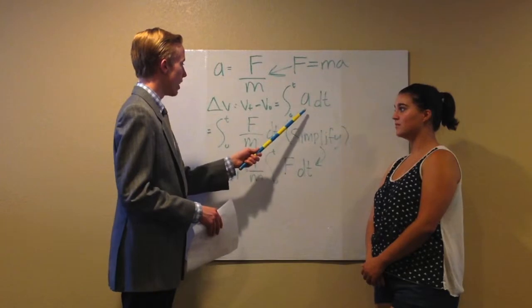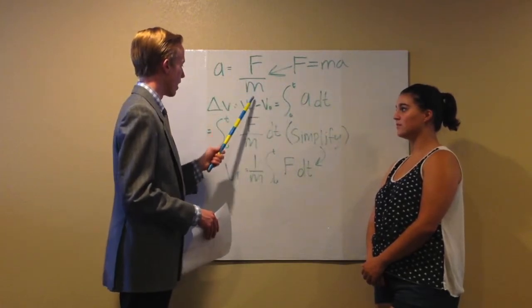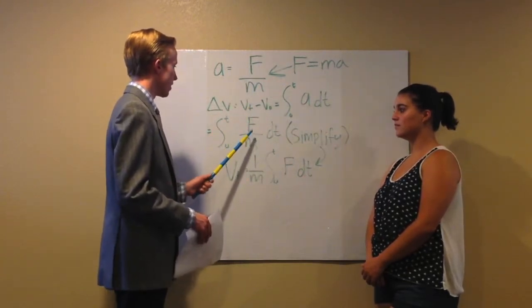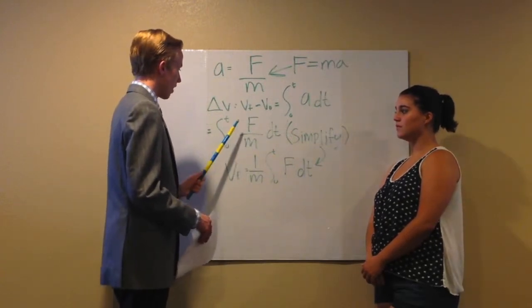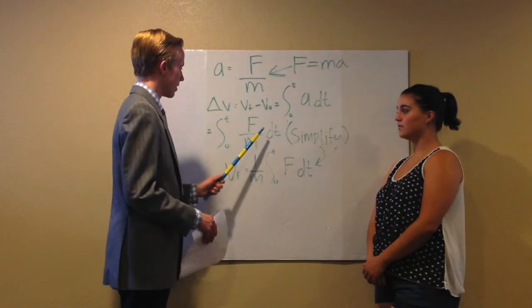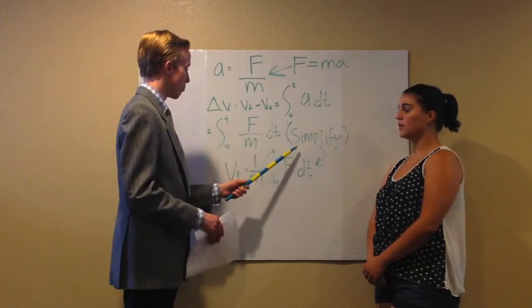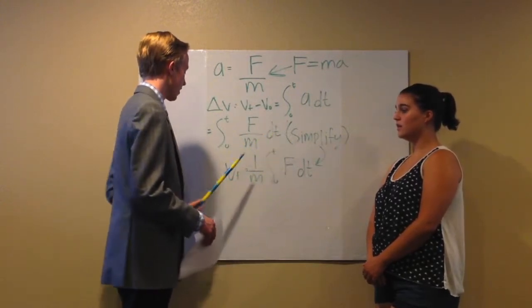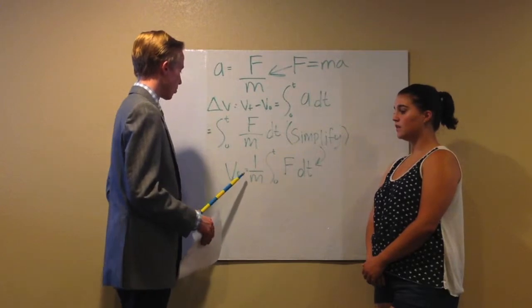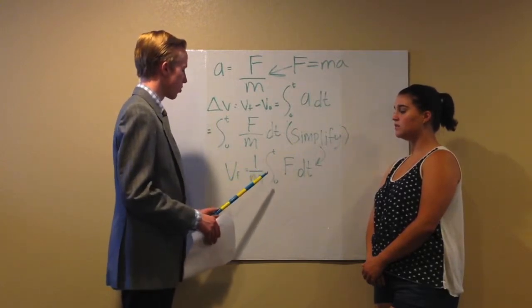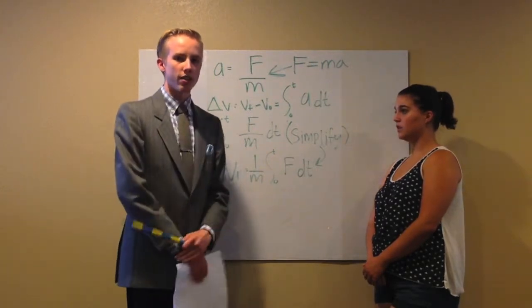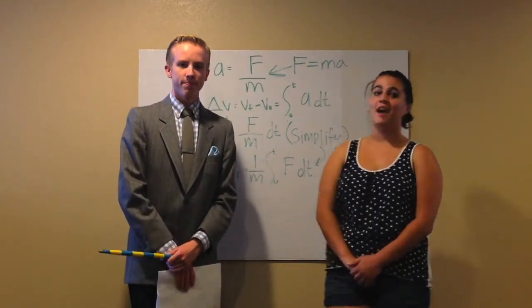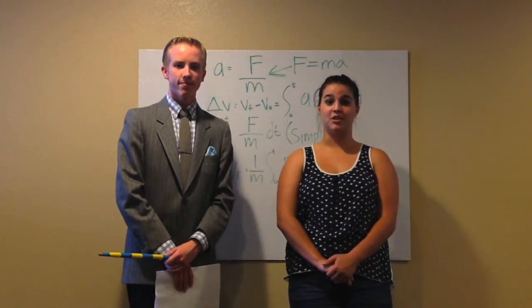As stated before, a equals F over m, which means we can plug that into the integral, so we have the integral from 0 to t of F over m times dt. When we simplify this, we get final velocity equals 1 over m times the integral from 0 to t of F dt, the same equation that we got from part A. And that concludes this portion of the presentation on momentum.